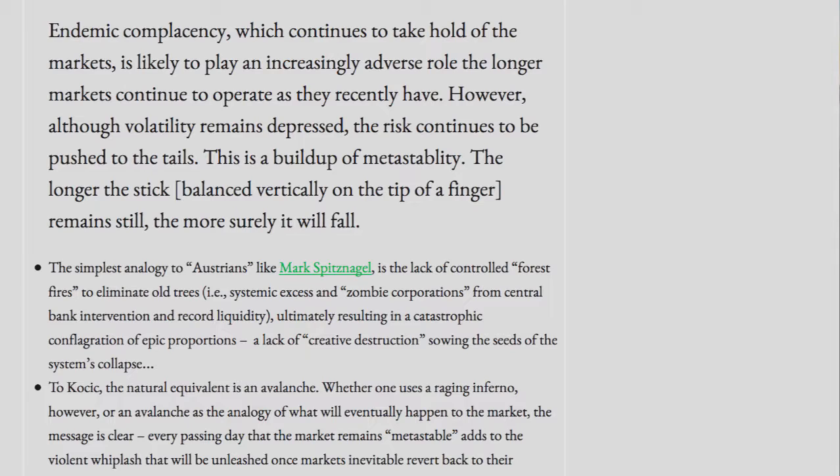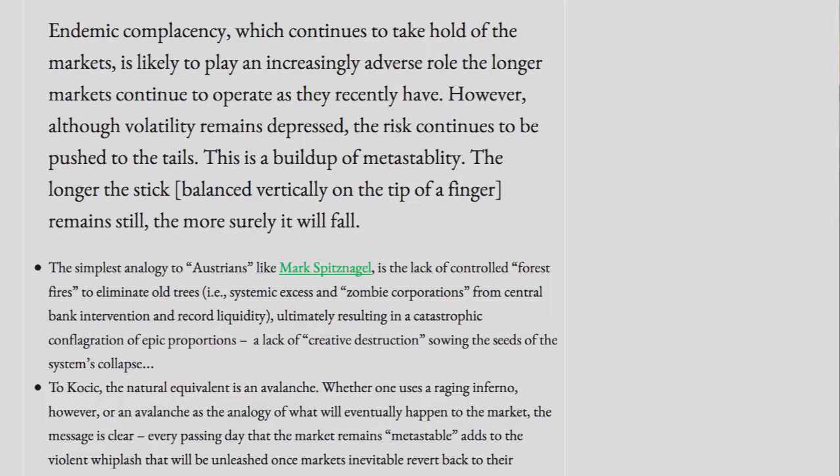However, although volatility remains depressed, the risk continues to be pushed to the tails. This is a buildup of metastability. The longer the stick, balanced vertically on top of a finger, remains still, the more surely it will fall.